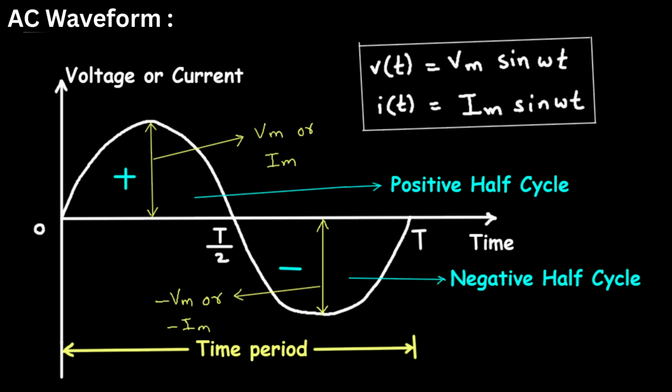The second equation, I of t equals Im sine omega t, is the exact same story, but for the current. It's the recipe for finding the instantaneous current at any moment in time.